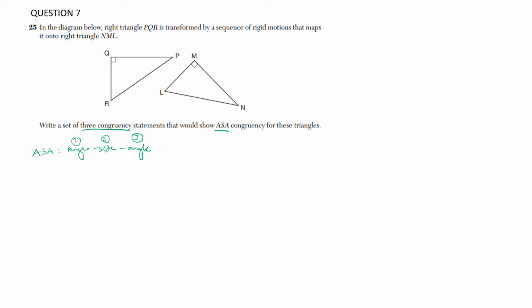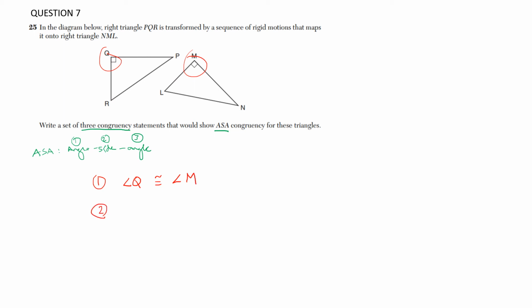It leaves it kind of ambiguous which specific angle, side, or angle we can use, but we still have to use it correctly, right? So why don't we say this? Let's start with angle Q and angle M. That's a pretty easy one. So statement 1, we'll say angle Q is congruent to angle M. Okay, so that's our first statement, angle.